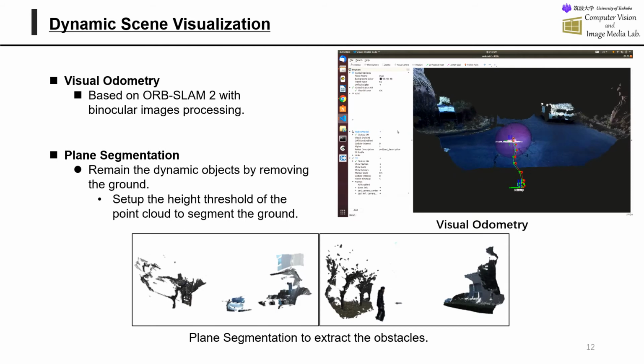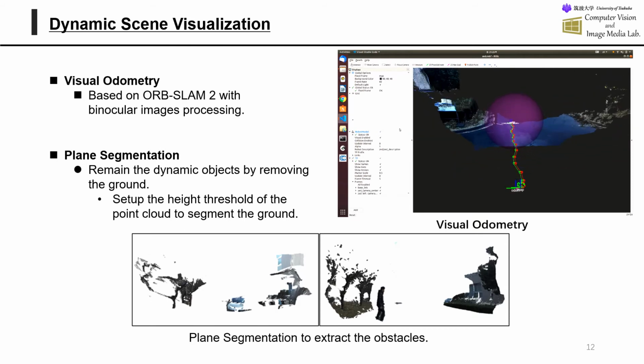Then, to track the vehicle pose in real time, we use the visual odometry by the ORB-SLAM tool to track the camera pose. This video shows the visual odometry performance.